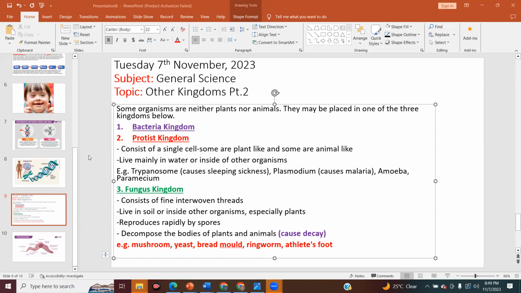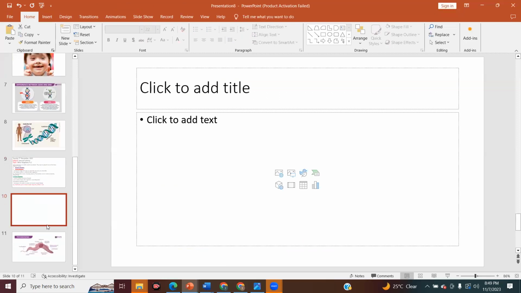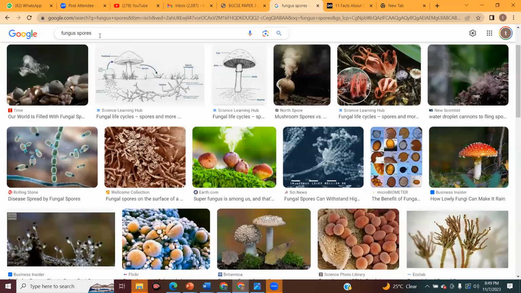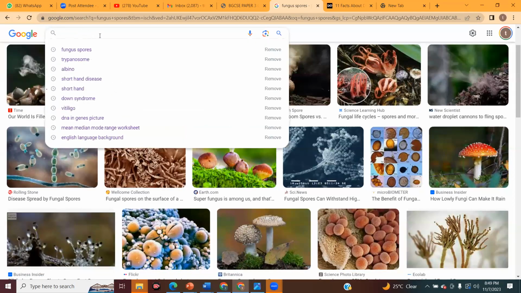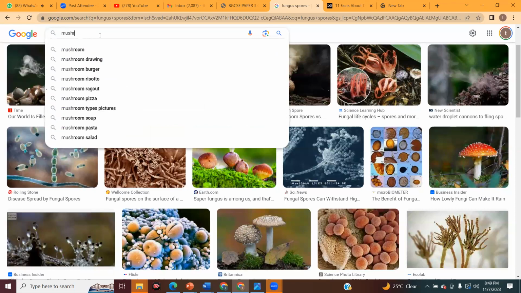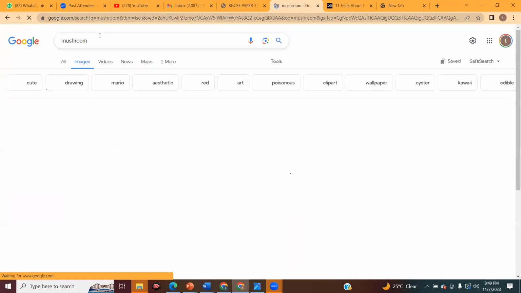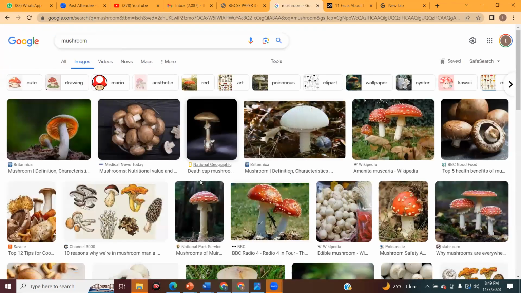By the way, has anyone eaten mushroom? Yes, sir, I put mushrooms on my salad. Do you know that mushroom is a fungus? What? Yes, it's true. Mushroom is a fungus.